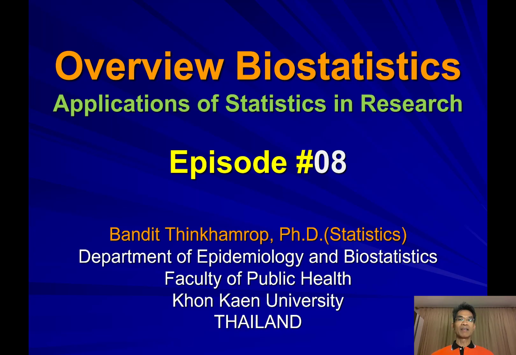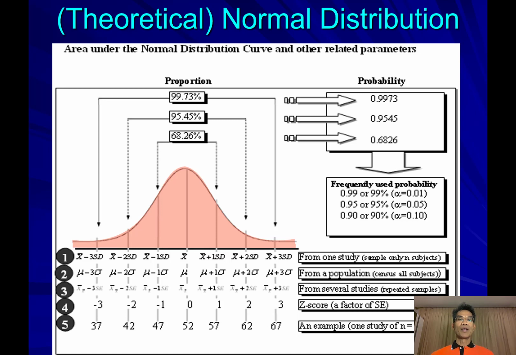Episode 8 of Overview Biostatistics is very important. We will now touch the method called statistical inference. We rely this method on what is always true, which is the distribution of the sampling mean, which always follows the normal distribution if the sample size is large enough.